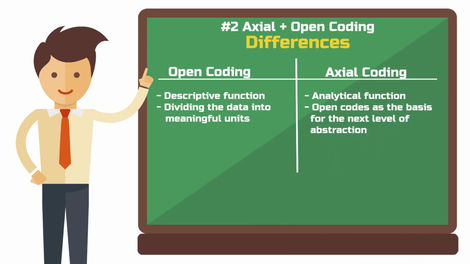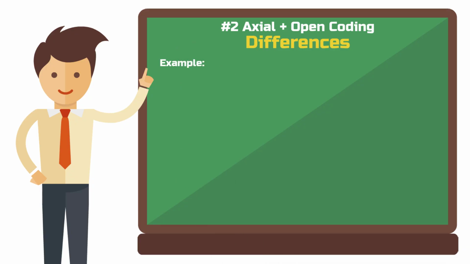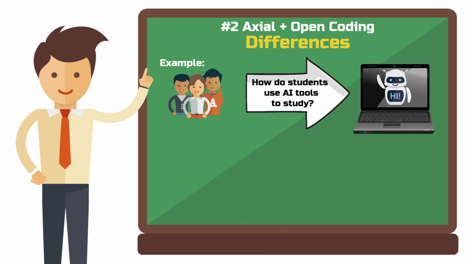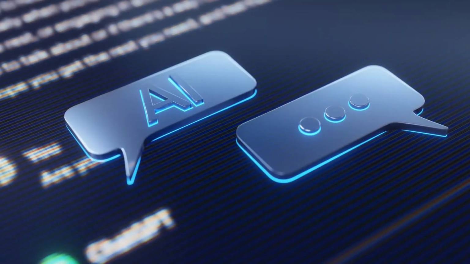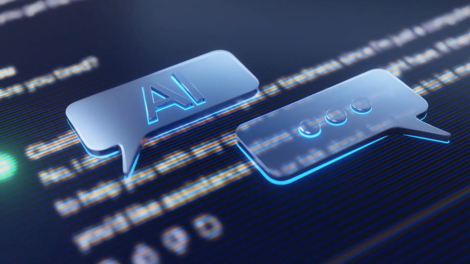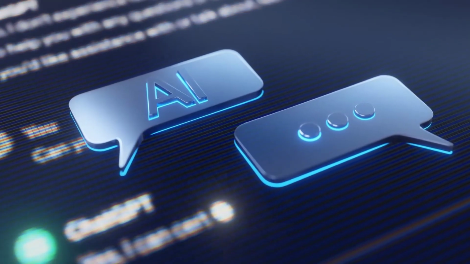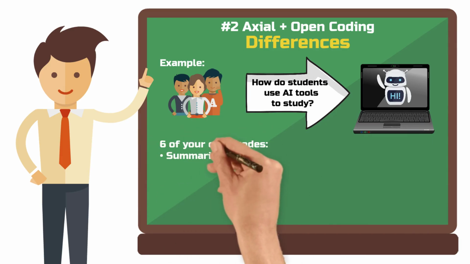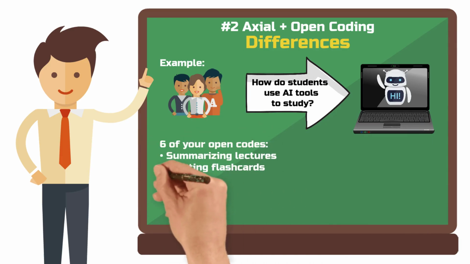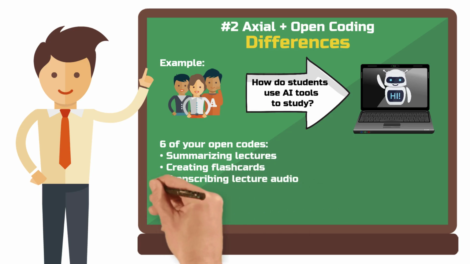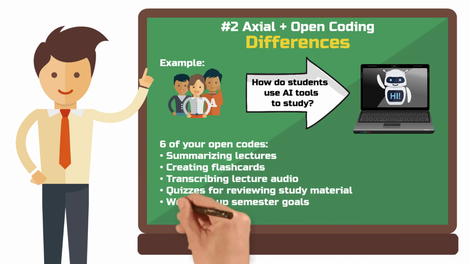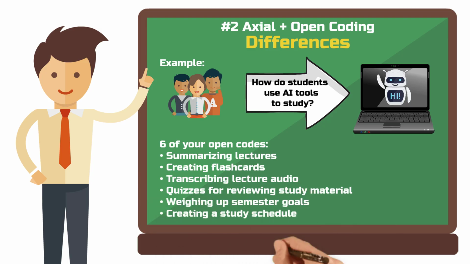Let's look at an example. Imagine you're studying how students use AI-supported learning programs. Through open coding, you've discovered that AI is used in various contexts like summarizing texts, creating flashcards, or supporting exam preparation. Here are 6 of your open codes: summarizing lecture scripts, creating flashcards, audio transcription of lectures, quizzes to revise learning material, weighing semester goals, and creating study plans.